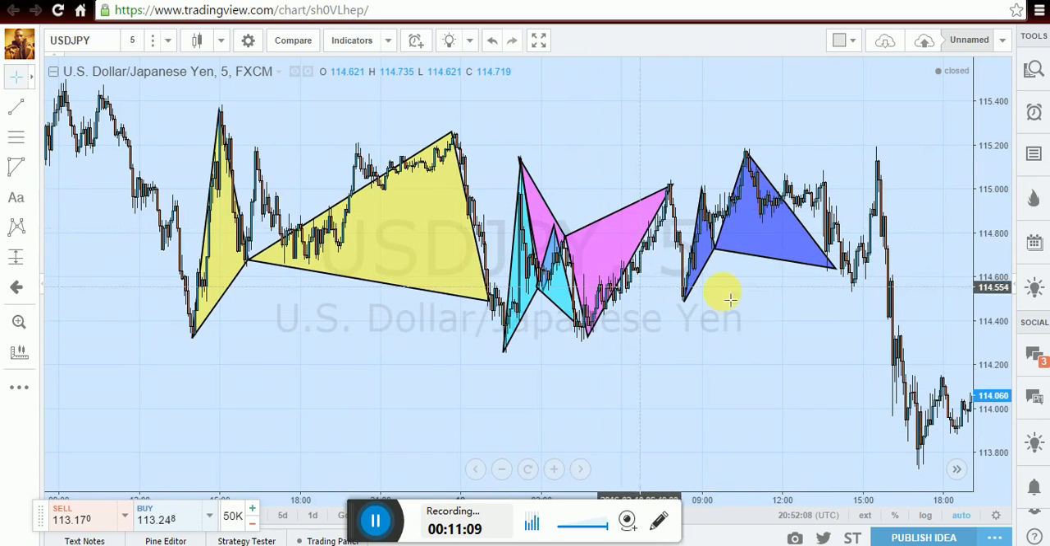So this is it, guys. This is what the market does in consolidation. It's patterns after patterns after patterns. But you have to be able to understand how these patterns work. You have to be able to train your eyes so you can see these patterns.